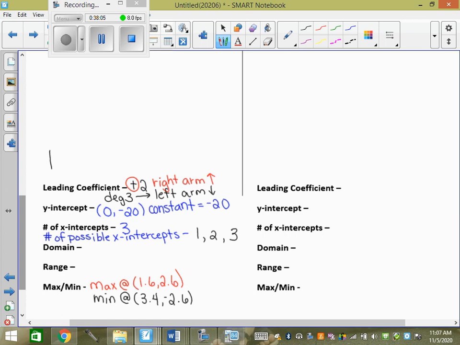So degree 3 can look like this. It could have 3 x-intercepts, correct? Or it could have 2 where it goes through, comes down, hits the x-axis, and bounces straight back up. That would be 2. Or it can have 3. I did 3 already, sorry. Or it can have 1. Where that bounce is completely above or completely below. So it could go like this. And that's only 1. Right?